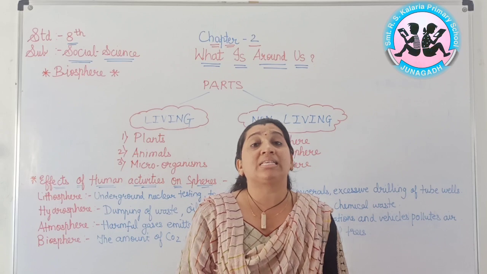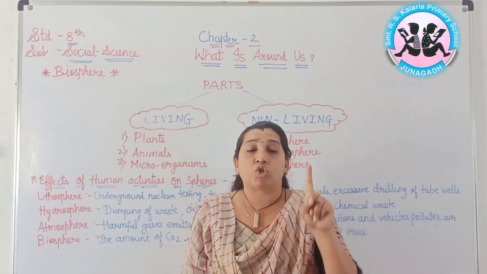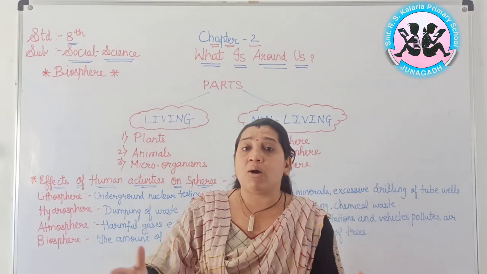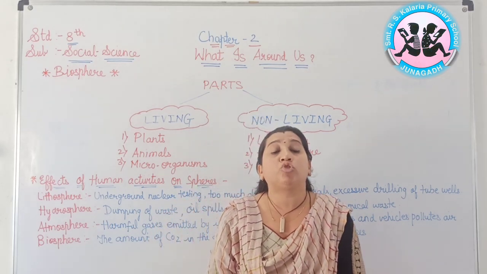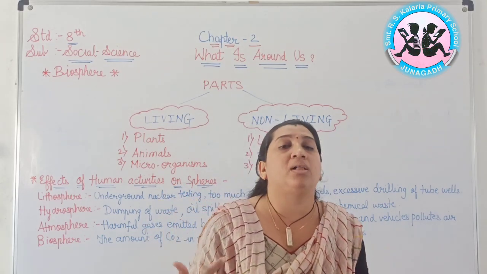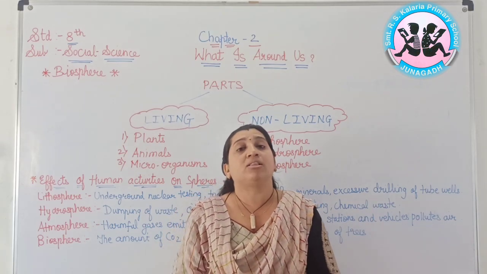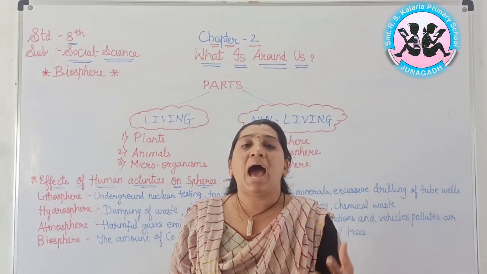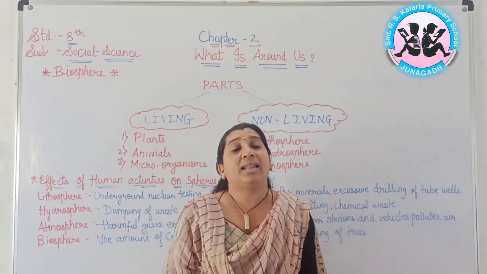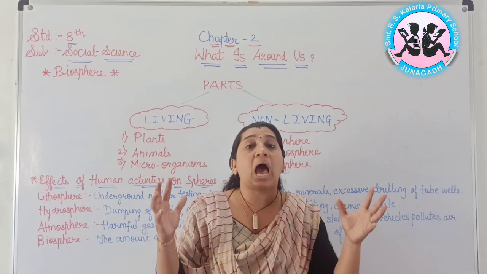And the last topic, that is the biosphere. The biosphere is the combination of the three spheres, that is solid, liquid, and gaseous: lithosphere, hydrosphere, and the atmosphere. Now the biosphere is divided into two parts, the living world and the non-living world. The living world includes plants, animals, microorganisms, and human beings, while the non-living world includes the lithosphere, hydrosphere, and the atmosphere. Apart from that, we have studied about the activities done by us that create global warming in our surroundings.